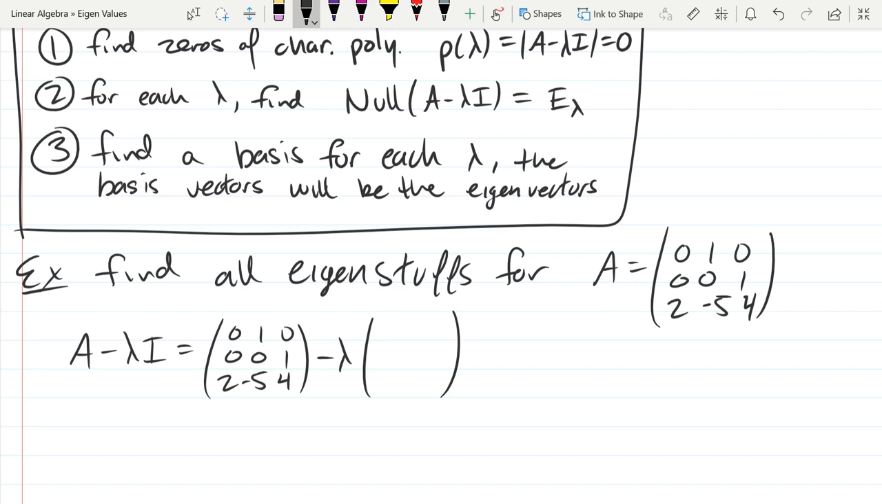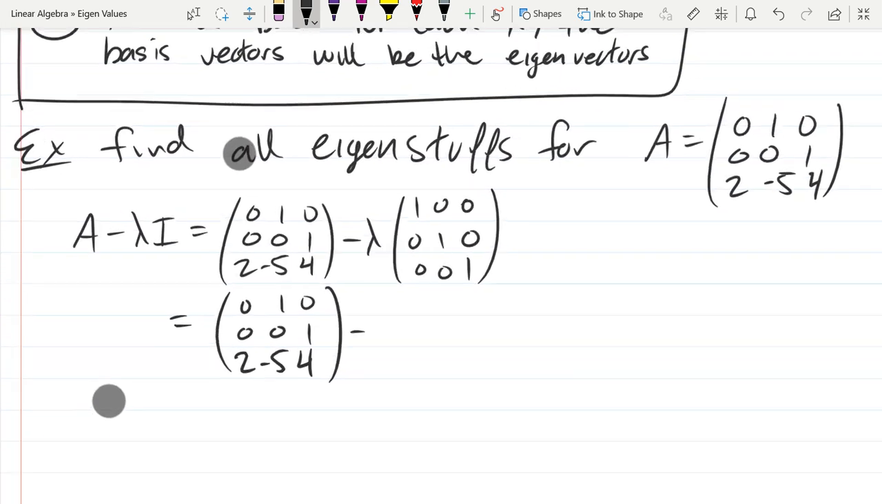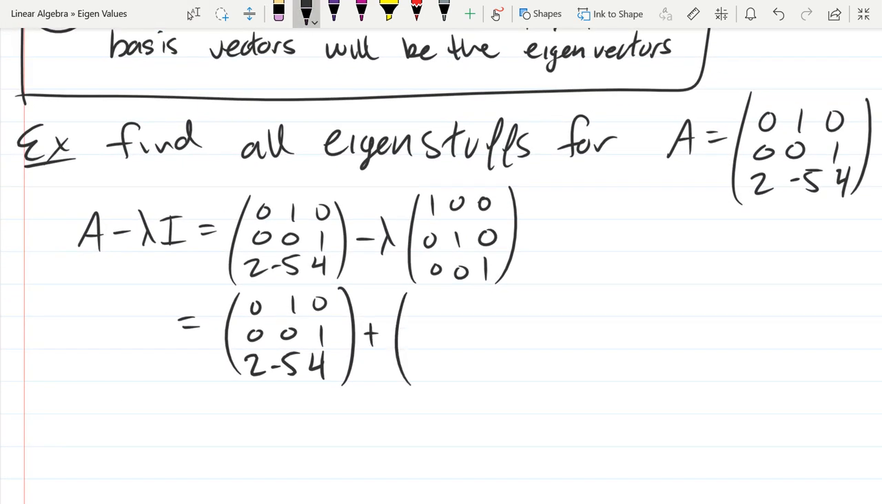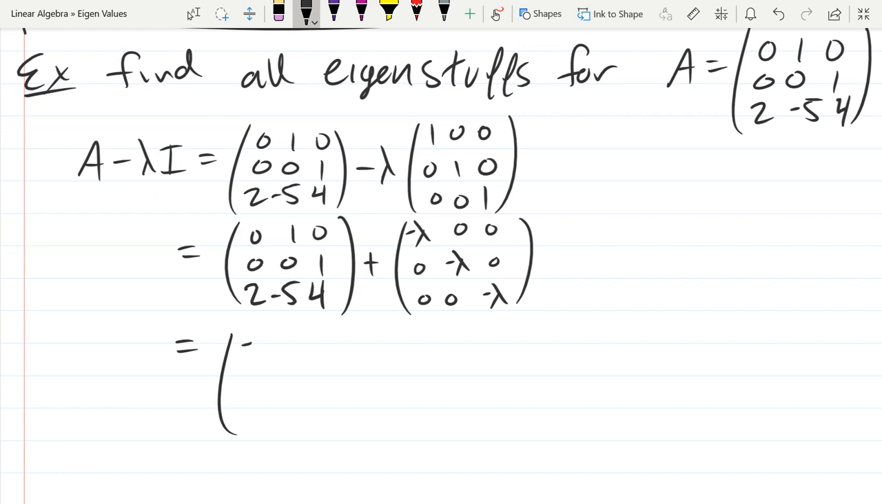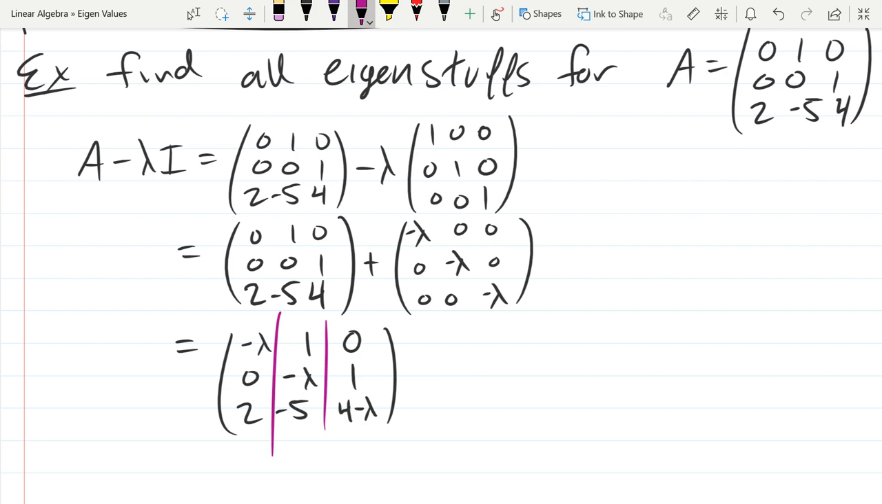What dimension does the identity have to be? 3 by 3. So it just has to be whatever dimension your matrix A is. So I'm going to multiply the lambda into this matrix, so we're going to get negative lambdas down the diagonal. You may want to give yourself more horizontal space when you're doing these, because you're going to have some subtractions going on. So you want to be a little careful.